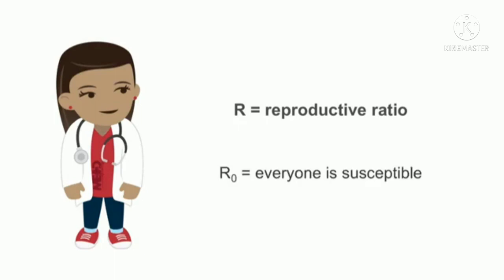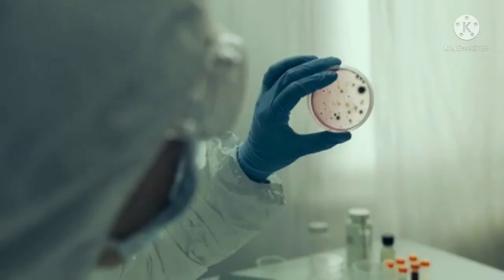It applies to a situation where everyone in the population is susceptible and no control measures are taken. So we're talking about a population that has no immunity to the pathogen. They're seeing the virus or bacteria for the very first time. R0 gives you the number of new cases that an existing case can generate over time on average.